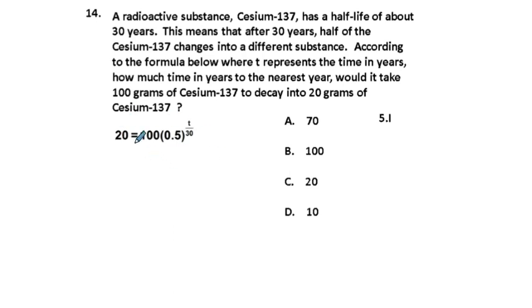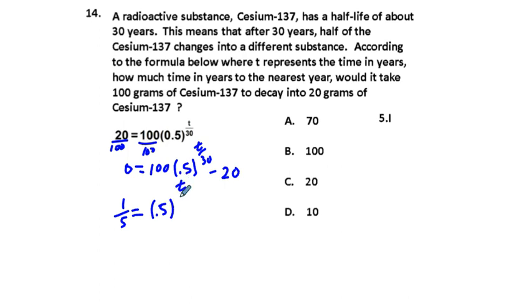And you can do the same thing we did earlier in that last problem. You can solve by graphing. We say 0 equals 100 times 0.5 to the power of t over 30 minus 20, and just change that 0 to f of x, see where the graph touches or crosses the x-axis. Or you could divide by 100, so you get 1/5. So 1/5 equals 0.5 to the power of t over 30.